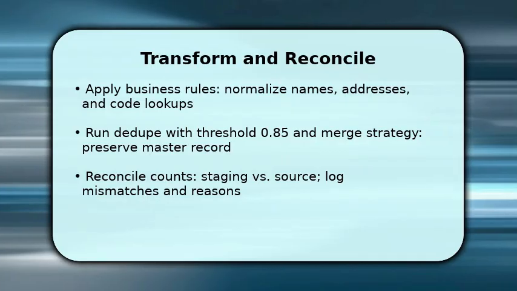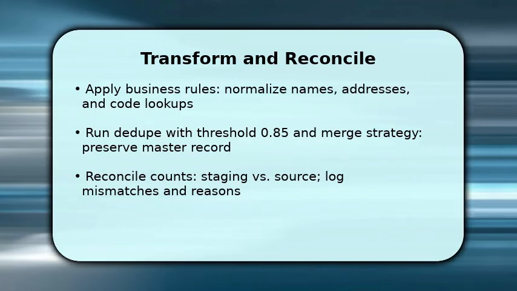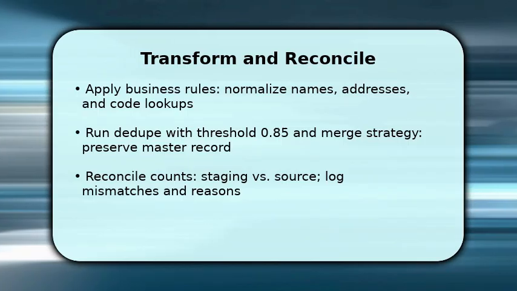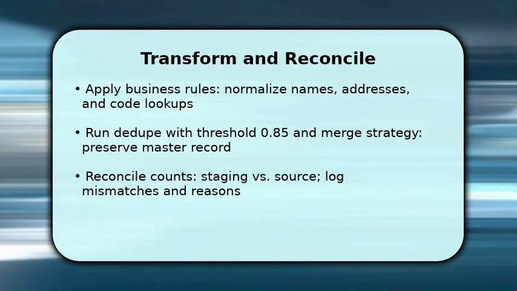Normalize fields like names and addresses and perform code lookup so values match master lists. This avoids downstream conflicts. Next, run deduplication with your 0.85 similarity threshold and choose the master record to preserve authoritative fields. After merges, reconcile record counts, compare staging to source and to last month, and log any mismatches with reasons.